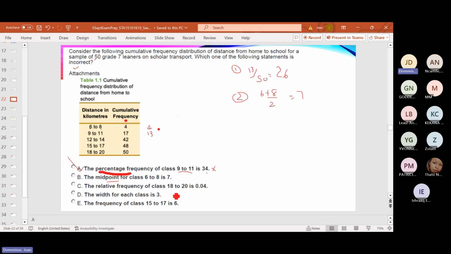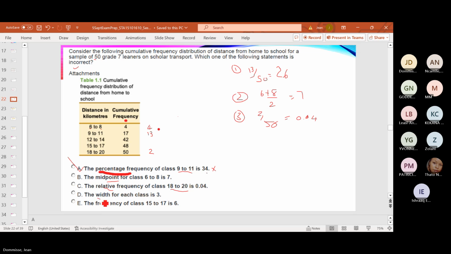Relative frequency of class 18 to 20. So again, relative, not cumulative. If we look at how many students were in that 18 to 20, we could have said 50 minus 48, that is 2 students. So 2 divided by 50 will give you 0.04.